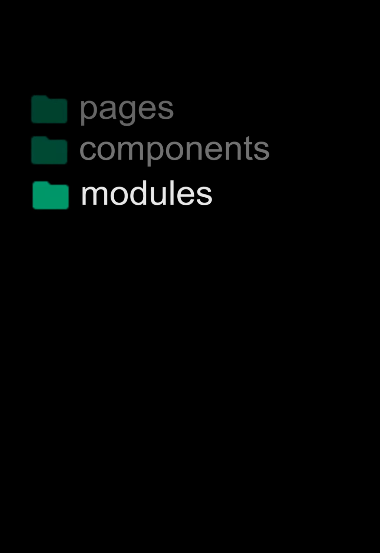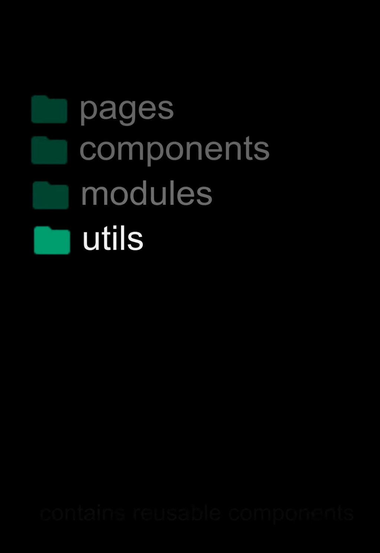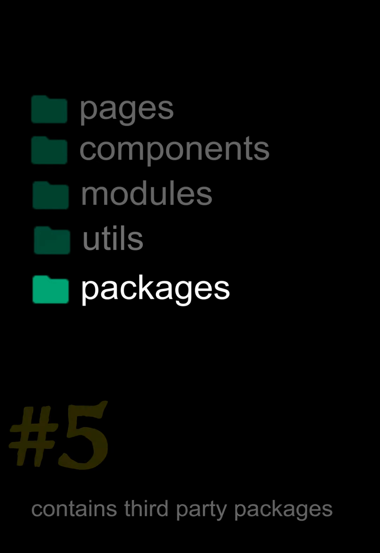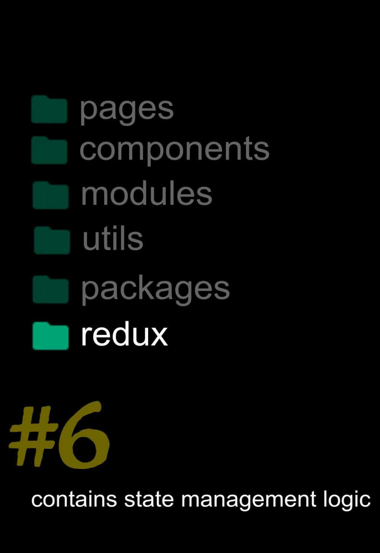Modules directory. This contains the reusable components or packages such as headers, navbar, UI components, and so on. Utils directory. This contains the necessary functions used across the entire application, such as hooks, APIs, configurations, and so on. Packages directory. This will contain all the reusable third-party packages or APIs. And the last one is a Redux directory that contains the state management. You can use XState or React Context API, but make sure you create a dedicated directory for it.